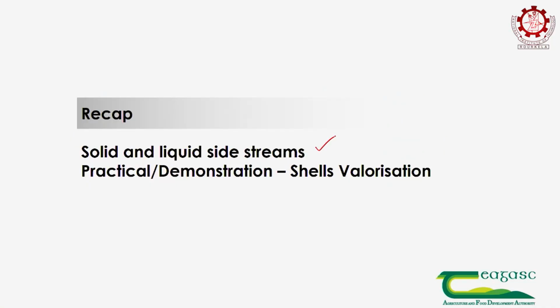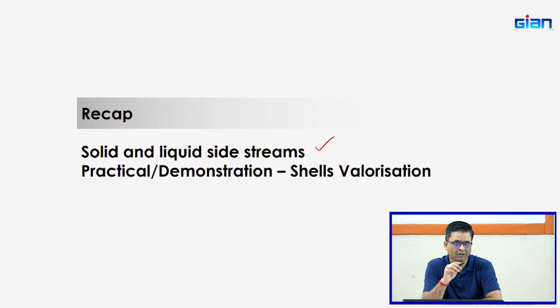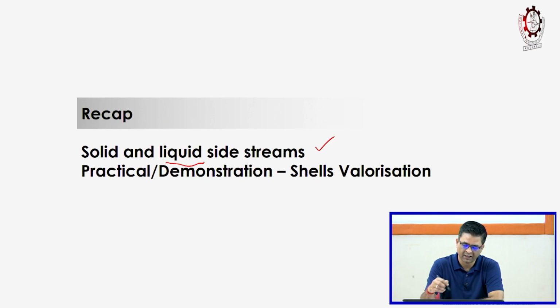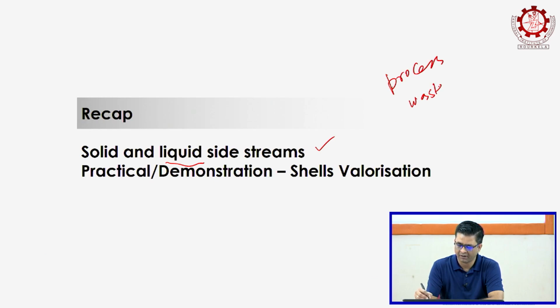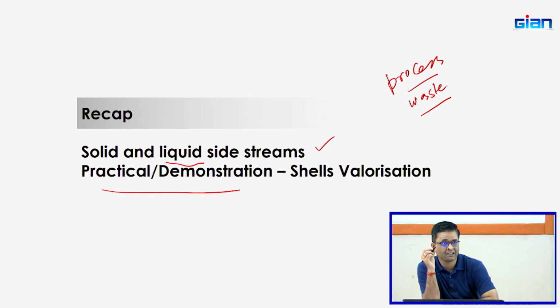So we'll continue from what we left with yesterday. What was the thing which we were covering the other day? It was all to do with the solid and liquid side stream and how we get different types of side stream from both seafood as well as macroalgae. We did not cover much of microalgae, but macroalgae, shells, seafood, and what are the side streams. The liquid stream was mainly related to process water and wastewater and how we can valorize that. There was also a practical demonstration for shells valorization.